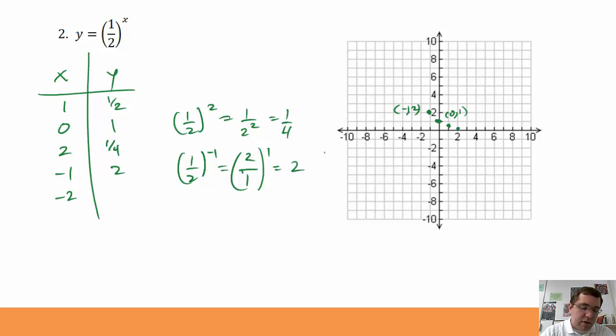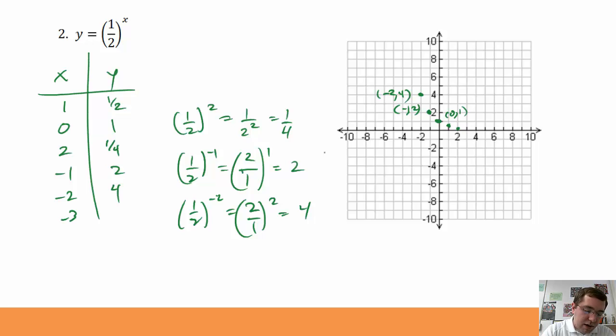What happens if x is negative 2? I'll have 1/2 to the negative 2 power, and that's the reciprocal, 2 over 1 to the positive 2 power, and that's 4. So if x is negative 2, y is 4. If x is negative 3, similarly, I'll get y to be 8. If x is negative 4, I'll get y to be 16. And my graph is going to look like this. Over here, it does not go below the x-axis. That's a mistake. But it will get closer and closer to the x-axis.